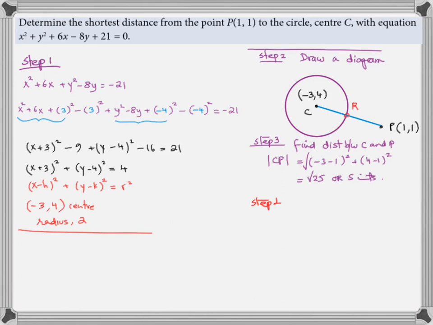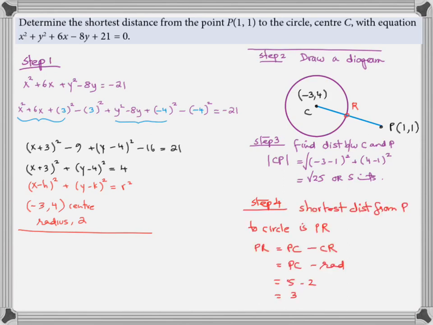PR is the shortest distance. PR is basically PC minus the radius. So the shortest distance is 3 units. What if the examiner had asked for the longest distance? That would be PC plus the radius. It would be going on the other side. So therefore the longest distance would be PC plus the radius.